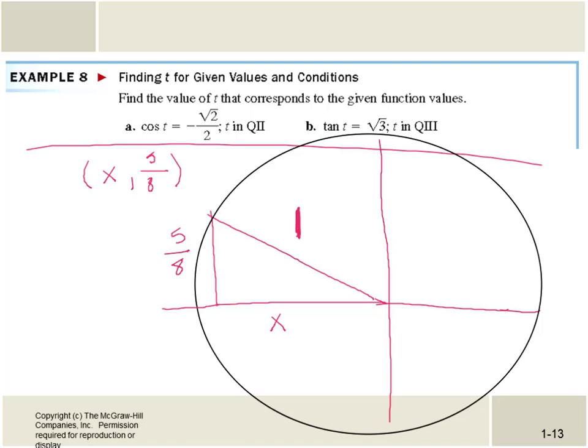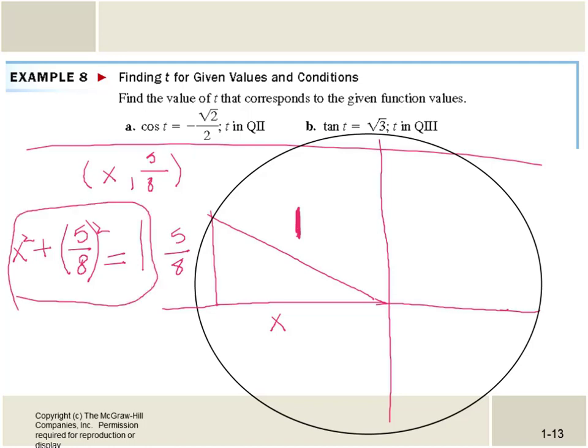But if I have a problem like this, I would say x squared plus 5/8, sorry, hold on, that's supposed to be an 8, 5/8 squared equals 1. And then you would just solve for x. That's all. Don't overcomplicate that either. We're really in trigonometry talking about triangles and circles, mostly triangles.